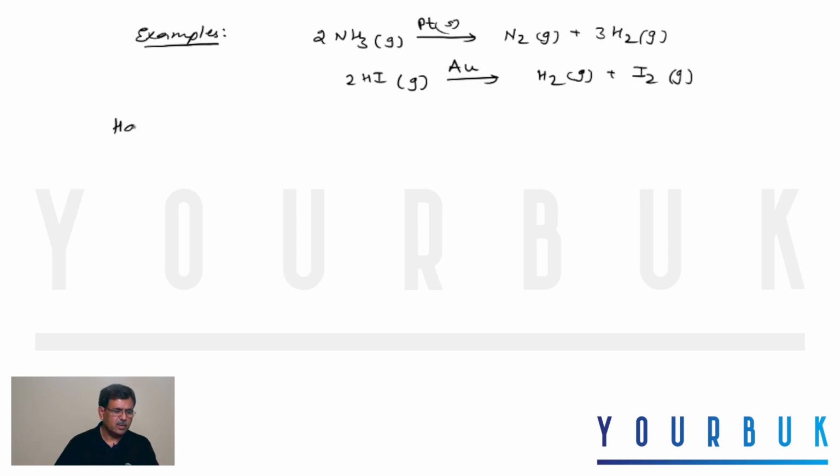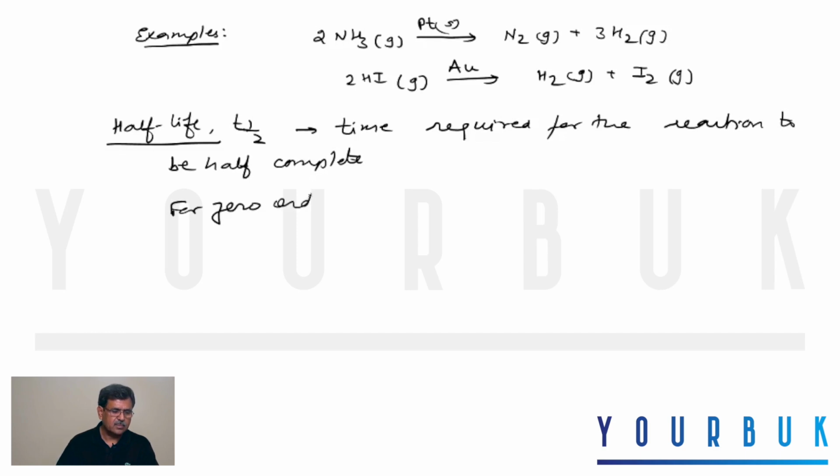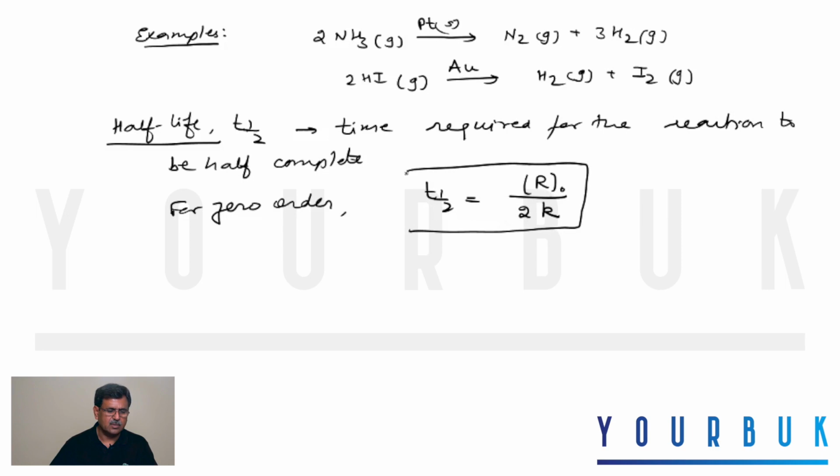Then we define a term called half-life. t half means the time required for the reaction to be half complete, meaning 50% complete. That is called half-life. And for a zero order reaction, this half-life is equal to R naught upon 2K. So this is the half-life formula for a zero order reaction.